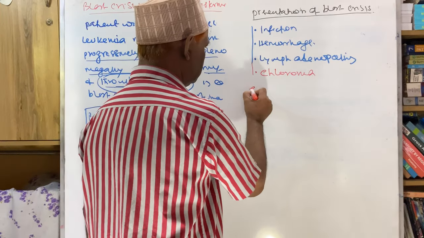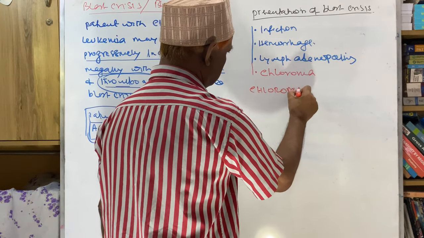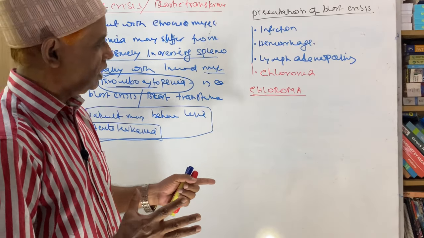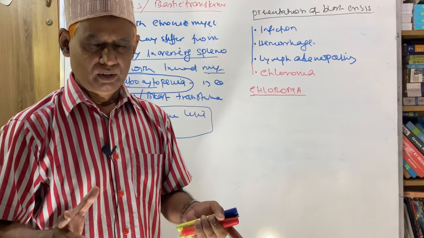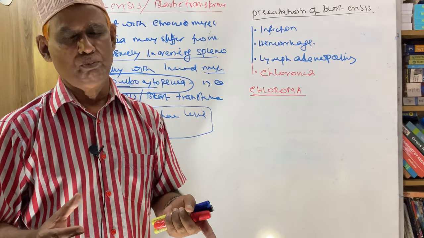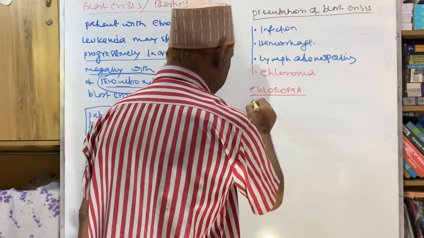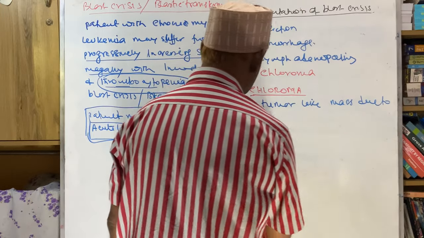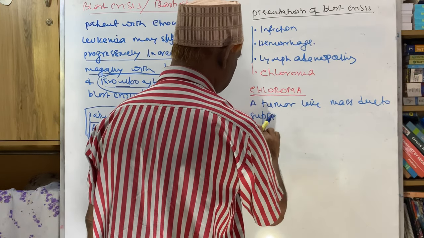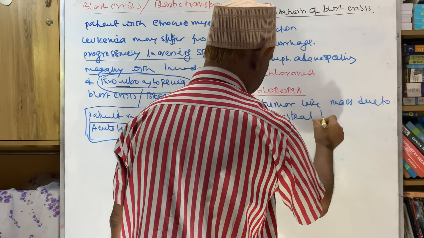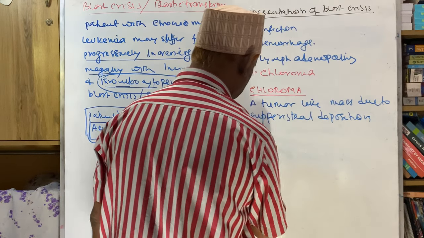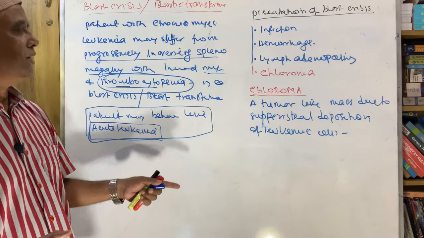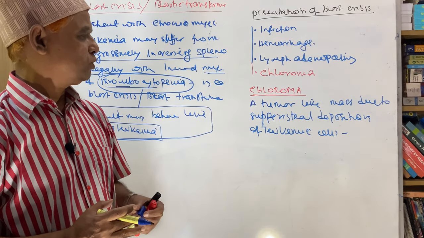Now, what is chloroma? Dear audience, chloroma is a tumor-like mass due to subperiosteal deposition of leukemic cells. So chloroma is a tumor-like mass due to subperiosteal deposition of leukemic cells.